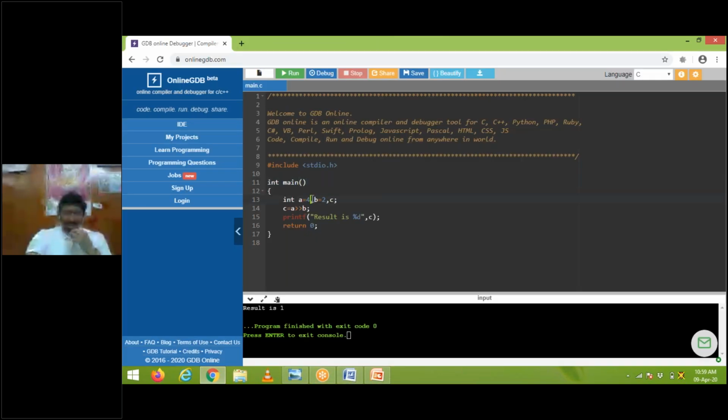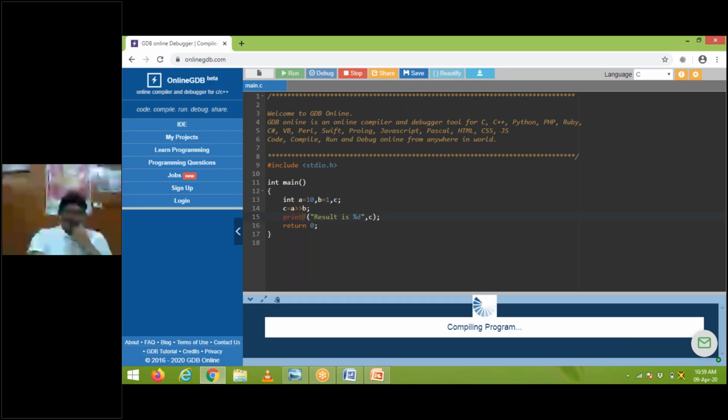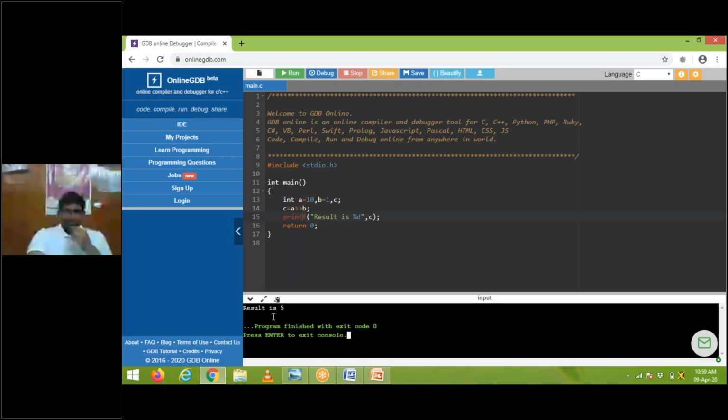Here I am declaring another example. 10 right shift 1. That means 10 by 2 power 1. Remember everyone, 10 by 2 to the power of b. 10 by 2 power 1 means the answer is 5. You have to answer the next question, everyone. The result is 5.